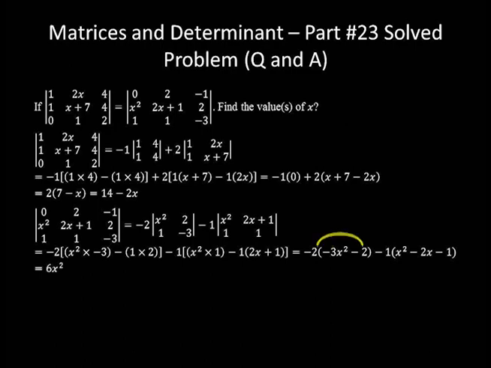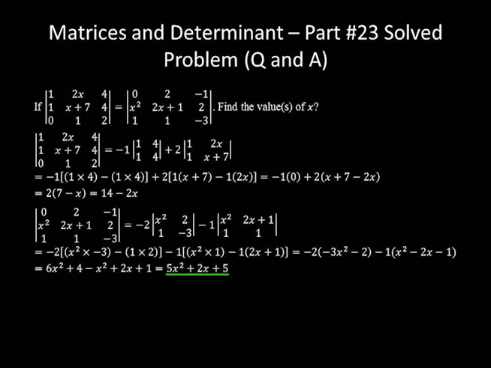Negative 2 times negative 2 is plus 4. Negative 1 times x squared is minus x squared. Negative 1 times negative 2x is plus 2x. Negative 1 times negative 1 is plus 1, which is equal to 6x squared minus x squared gives us 5x squared plus 2x plus 4 plus 1 is 5.